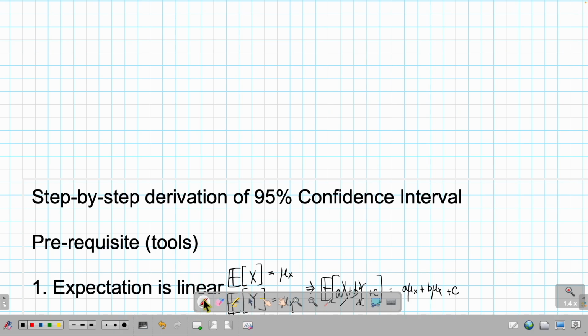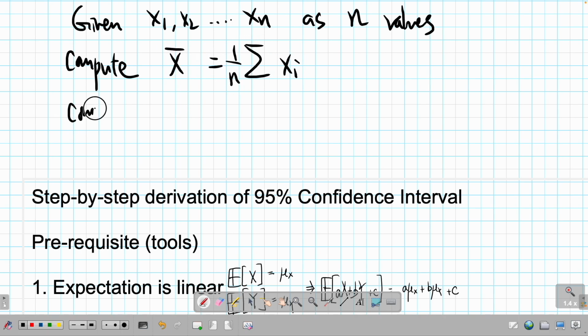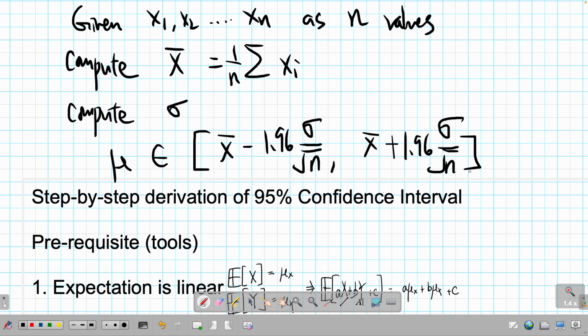So therefore, what is a 95% confidence interval? We are given x1, x2, up to xn as n values. Then we compute x bar as the average. And then we compute the variance, and then mu, the expected value, will be within this interval with 95% confidence.